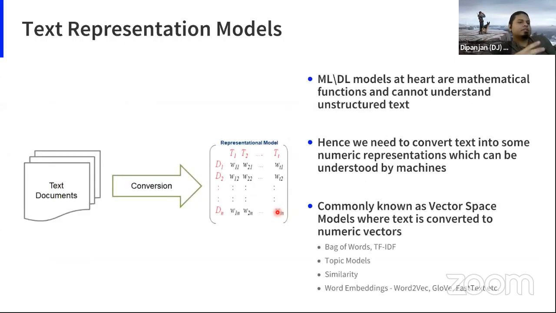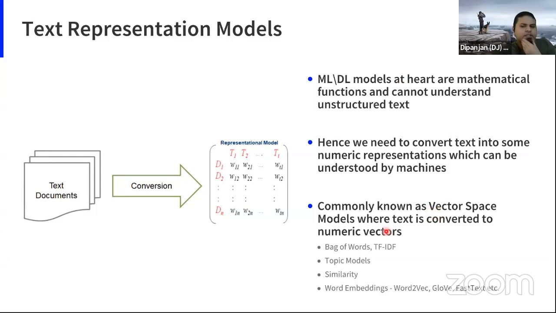So next part after pre-processing is text representation, which is one of the main steps. That is where we translate these text documents into some kind of numeric or mathematical representation. And the reason, as I said, is because machine learning and deep learning models at heart use mathematical functions and optimizations. So they can't understand text in its native format. Hence, we need to convert text into some numeric representation, which can be understood by these models. Commonly known as vector space models, because you're translating the text into vectors, and you end up with a vector space, if you think about it, where you have different dimensions related to the different words in your text or different embeddings you're extracting, and so on.